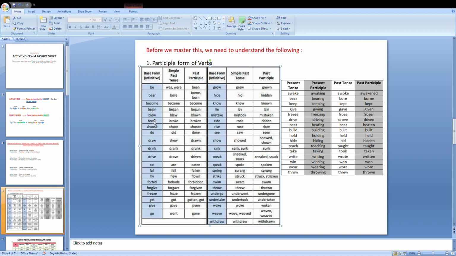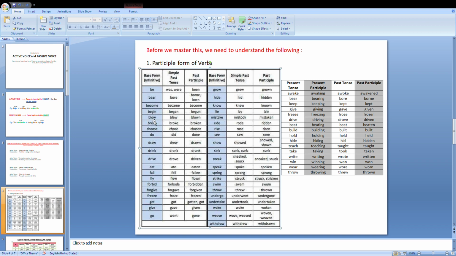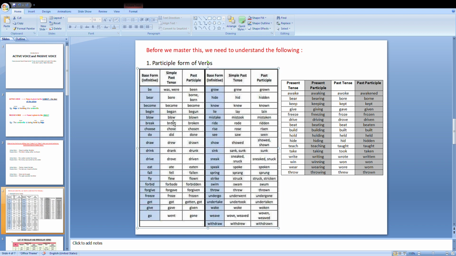Blow. The base form of the verb is blow. When we convert that into past tense, it becomes blew, and the past participle form of blow is blown. Break, broke, broken. Choose, chose, chosen. If you look at this, we have a few verbs in their present tense, and the present participle, past tense, past participle is also given.